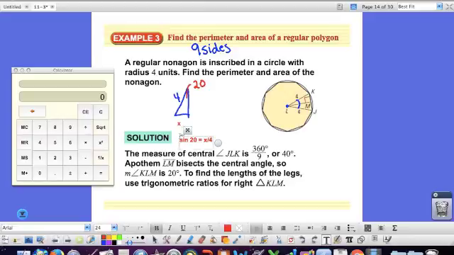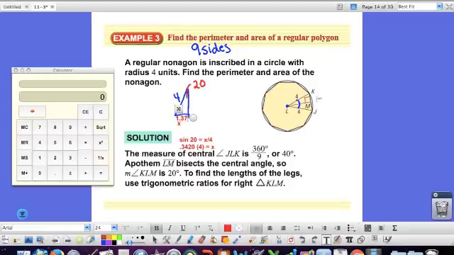Now, off screen, you can't see this. The sine of 20 is 0.3420. I'm going to multiply both sides by 4, and that's going to equal x. So this number times 4 is about 1.37. So this base is 1.37, this part here.